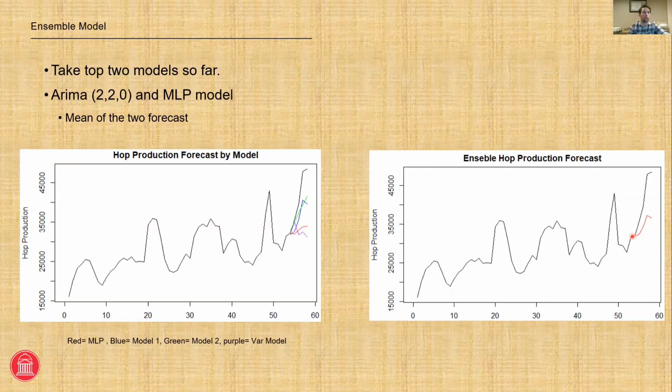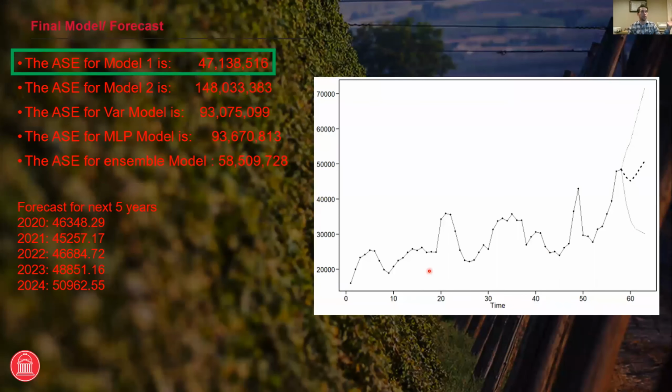So I went ahead and created this ensemble model, and now we have all of our models that we're going to compare and use to forecast the next 5 years. I was actually a little surprised that Model 1, the ARIMA(8,2), is the best one, with the lowest ASE. The ensemble came out second best, and you can see the rest of the ASEs here. And here's the forecast for the next 5 years, which I would recommend using.